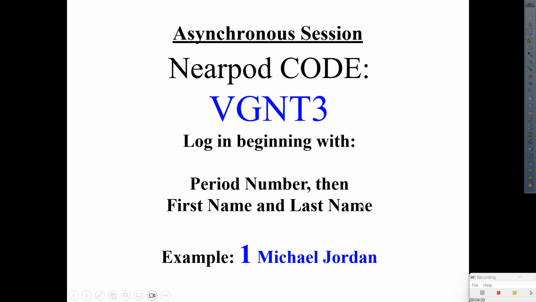All right, code to access the home plate, write that down, VGNT3.